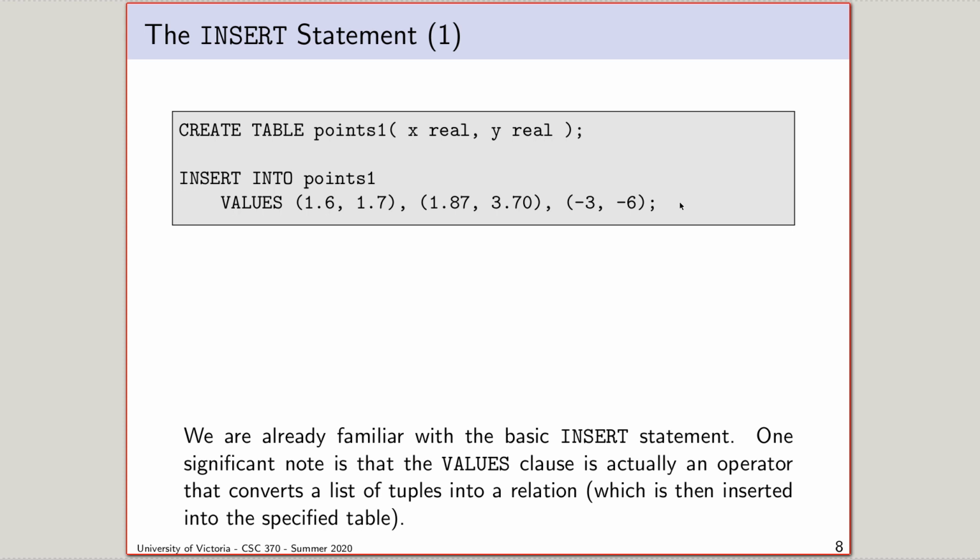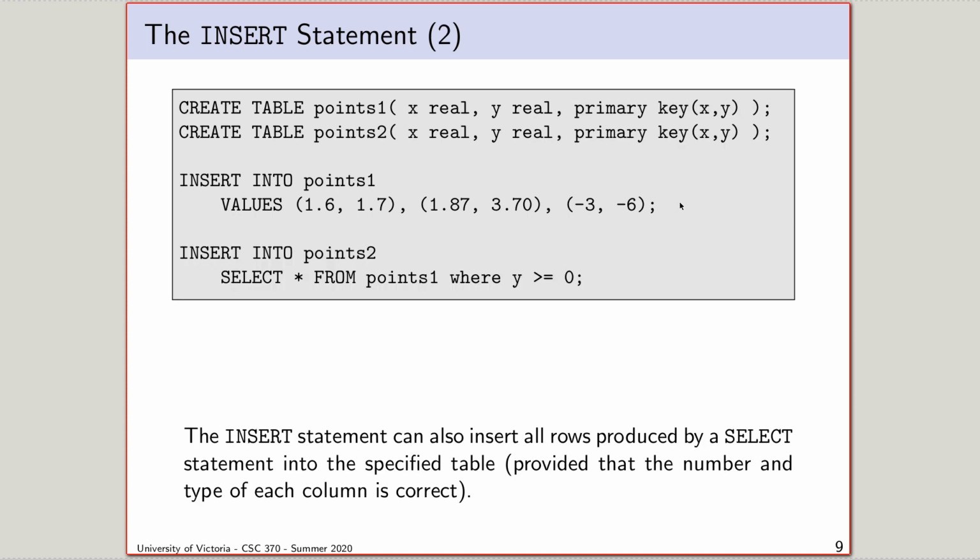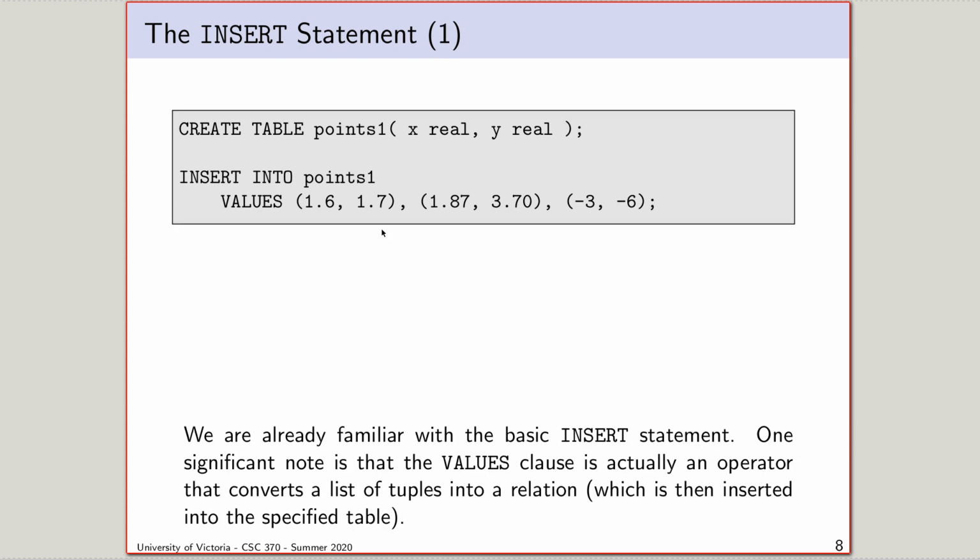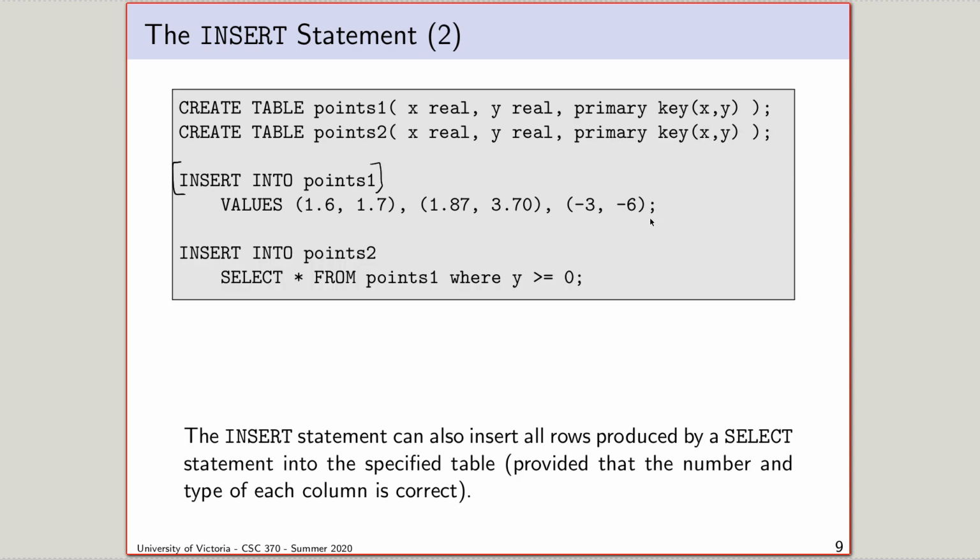As the slide is pointing out, the term values is actually not part of the insert statement. It's its own operator that takes a list of tuples and sends you back a relation that can then be inserted. This is significant because what comes after insert into points 1 is just any relation, any list of rows. The values operator just takes your tuples and packages them up into a table form, and then insert into points 1 takes that table and dumps it into the table points 1. But you can provide anything you want in SQL that gives you back a list of rows.